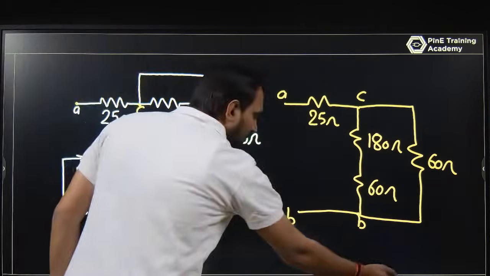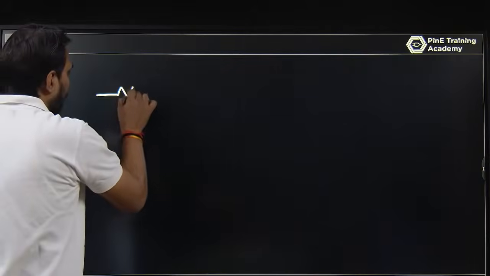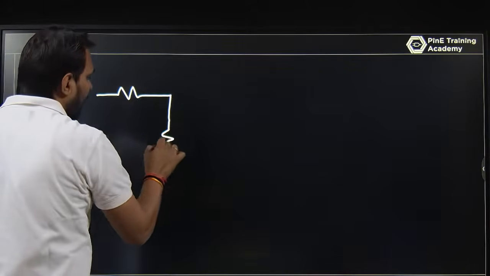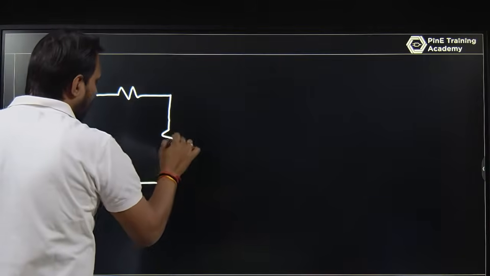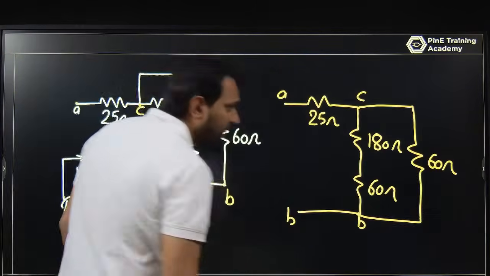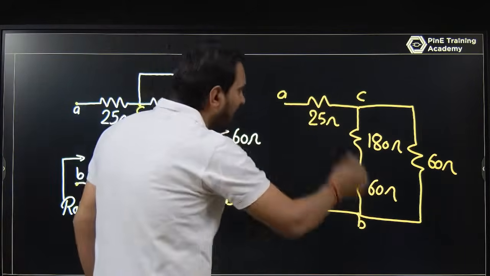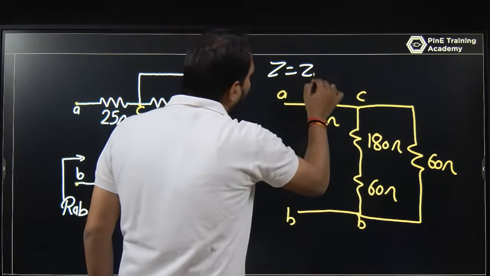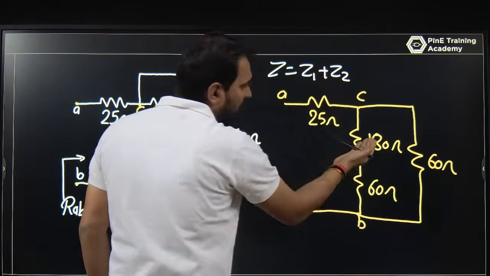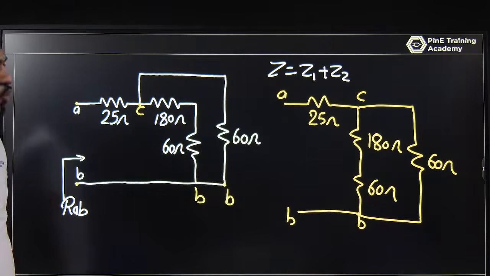So I'm saying the value is like this: you have 25 ohm, and 180 and 60 are in series. So this becomes 240, because in series the impedances add, Z equals Z1 plus Z2. Z1 is 180 ohm and Z2 is 60 ohm. Z1 plus Z2 is 180 plus 60, which becomes 240.